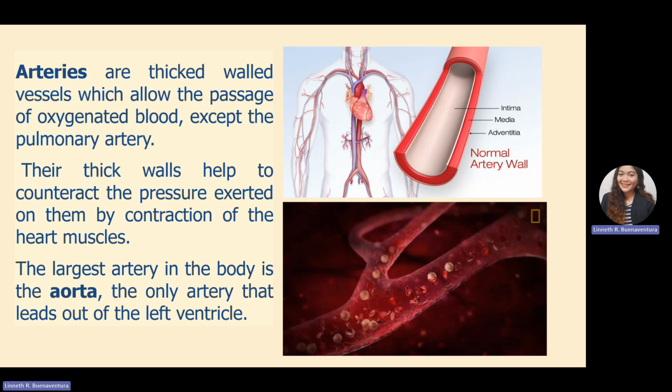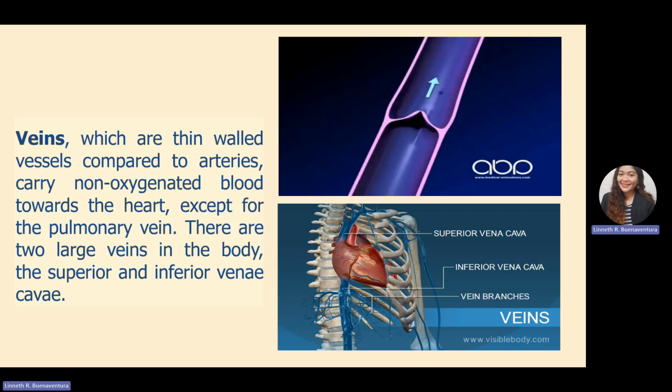So first, the arteries. Arteries are thick-walled vessels which allow the passage of oxygenated blood except the pulmonary artery. So their thick walls help to counteract the pressure exerted on them by contraction of the heart muscle. So the largest artery in the body is the aorta. Aorta is the only artery that leads out of the left ventricle.